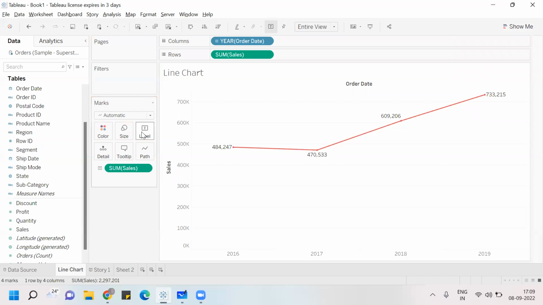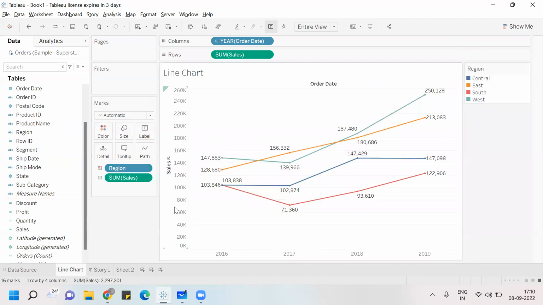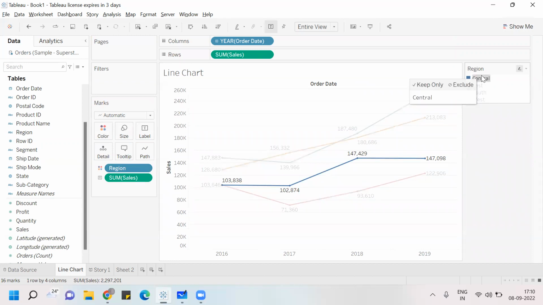To get more understanding, on a 4-year basis, you can see order date. Based on these years, you can see the demand of the order, how much the sales is made in these years. You can easily make a comparison. If you want to make a comparison region wise, you can track the region over here. In these 4 years, you can see for central, east, south, west, you can easily make a comparison.